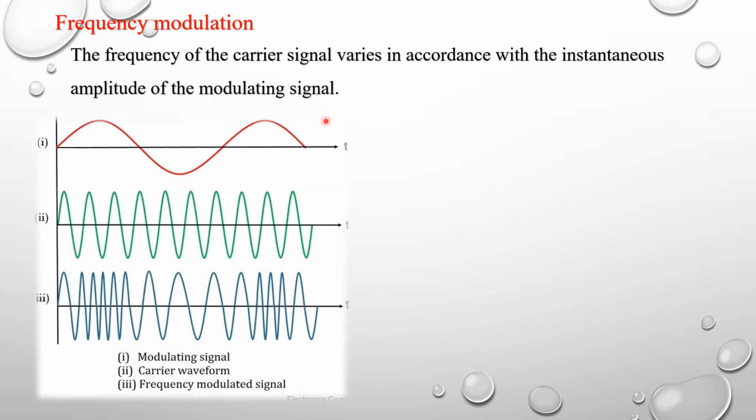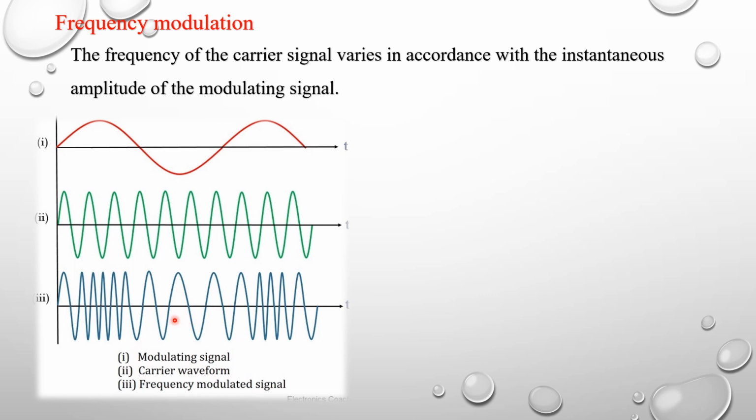This is the representation of FM. This is the message signal with respect to time t, this is the carrier signal, and this is the modulated wave. This is the continuous signal with respect to time t, and the carrier signal is continuously varying with respect to time t.